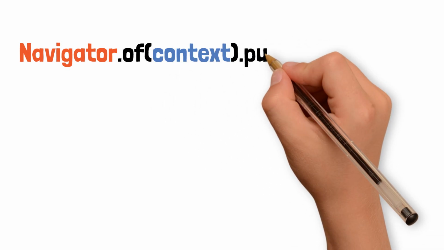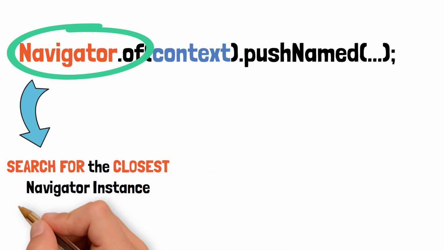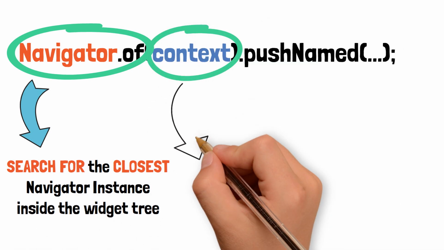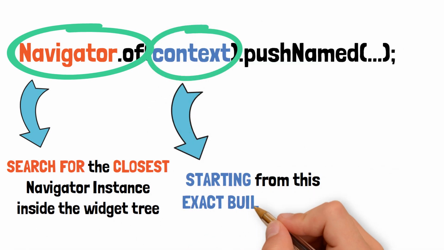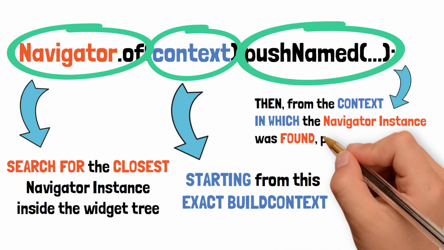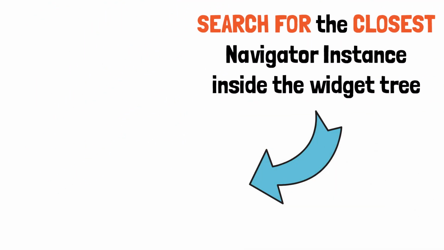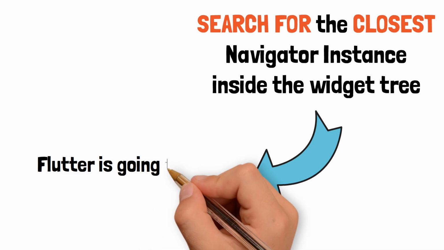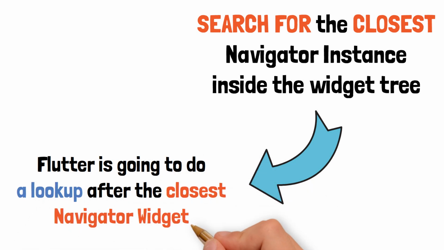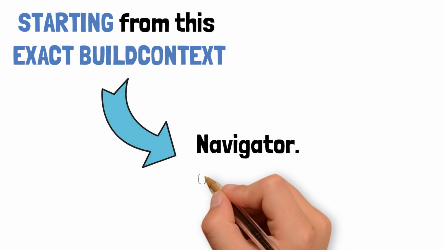Navigator.of context.pushNamed is equal to search for the closest Navigator widget inside the widget tree starting from the past BuildContext instance, and then after the Navigator widget is found, add the new screen widget as a child of the Navigator widget. So let's take this easily, one piece at a time. Search for the closest Navigator widget inside the widget tree. This means Flutter is going to do a lookup after the closest navigation widget, starting from the past BuildContext instance.